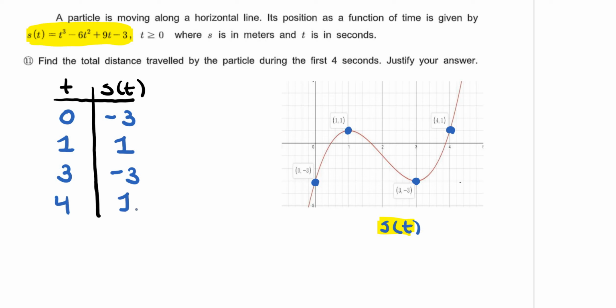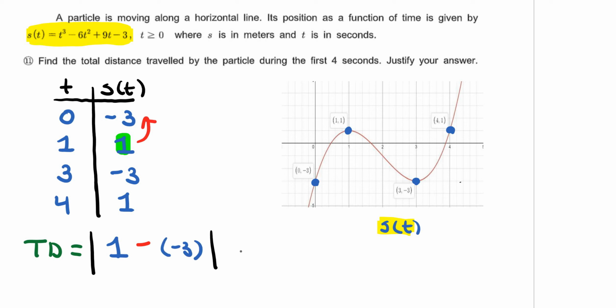All right, so if you want to construct this table of values here, there's also another nice little formula that works. I'll say TD for total distance. What you're doing here is taking the absolute value of the differences of the heights. So if this is 1, you write down 1 and you take the difference of the previous height, which is negative 3, and you take the absolute value of that.